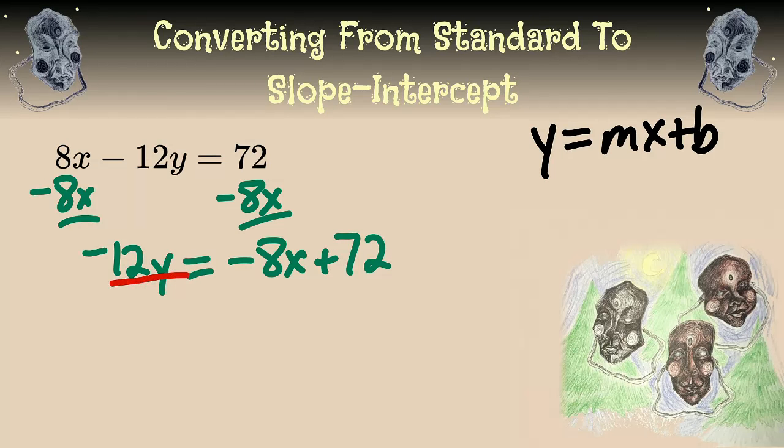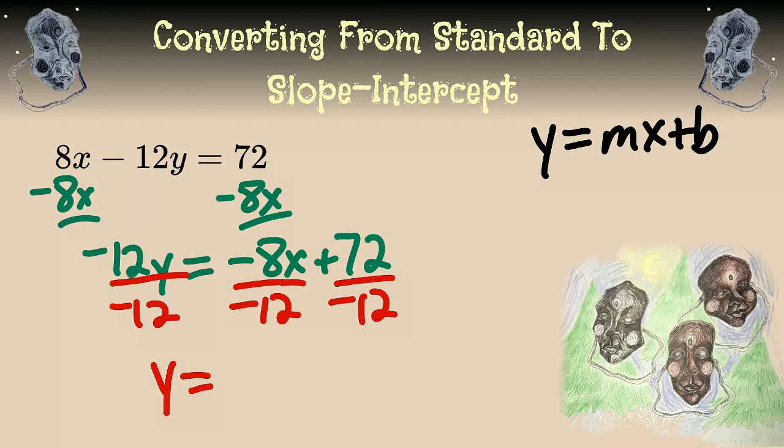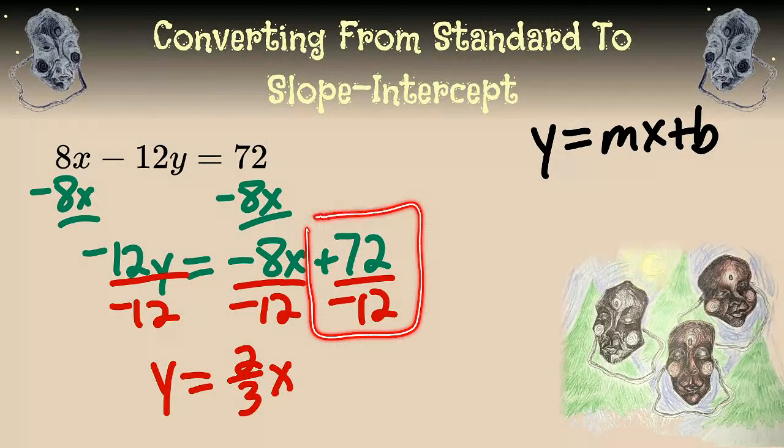All right, divide by negative 12. We get y is equal to, a negative divided by a negative is a positive. 8 over 12, those are both divisible by 4. 8 divided by 4 is 2. 12 divided by 4 is 3. And then we have our x. A positive divided by a negative is a negative. 72 divided by 12 is 6.